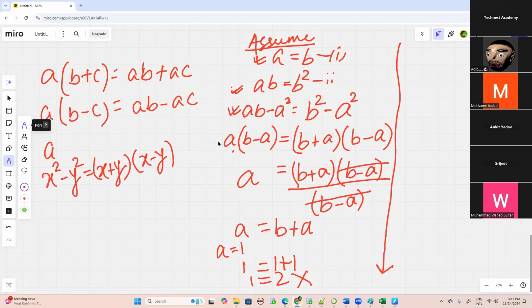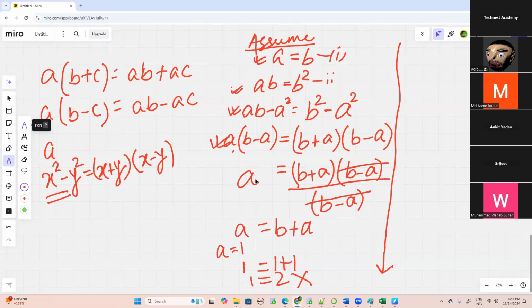Now here what am I trying to do? I've taken A as common, so this is B minus A. This is also allowed. B square minus A square is B plus A into B minus A. Simply I'm applying this mathematical formula here. So this is also fine. This is also correct.